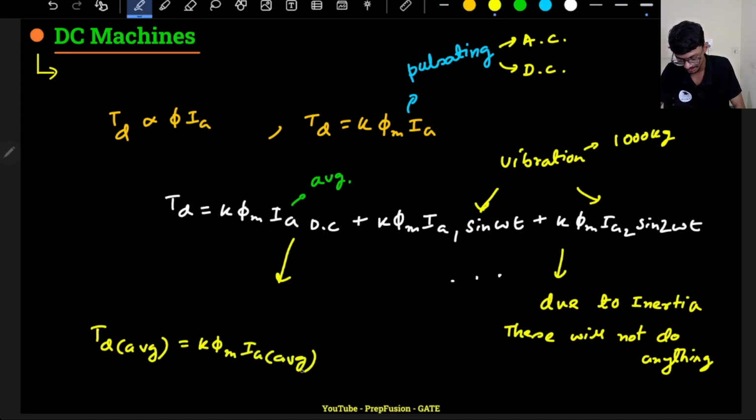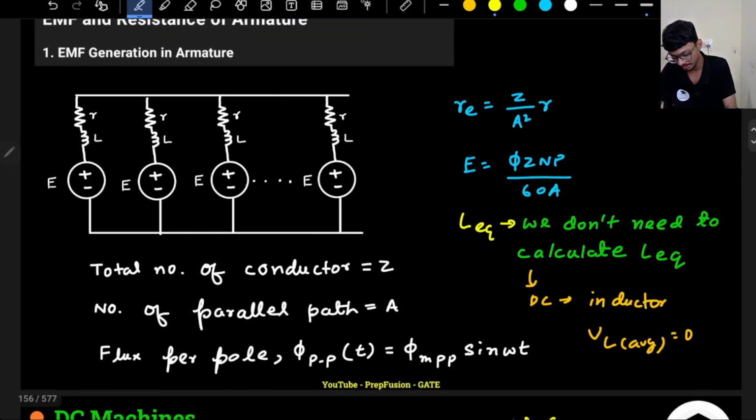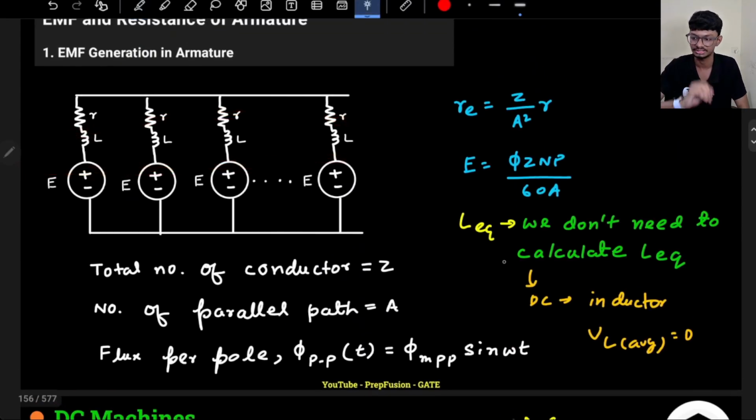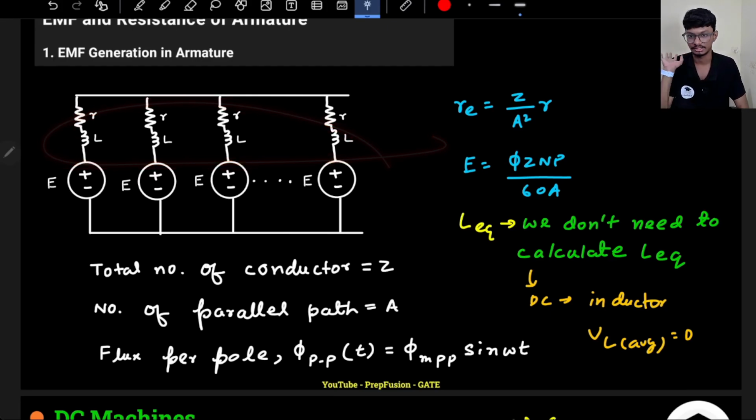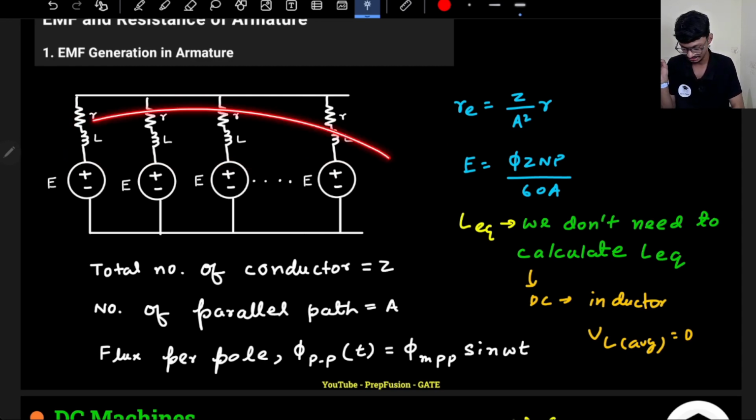That's why I don't care whether the inductance is present or not. There is a concept of commutation where there is a reactance voltage, but that is a separate thing. Here, at this stage, I don't care about the inductance of the coils.